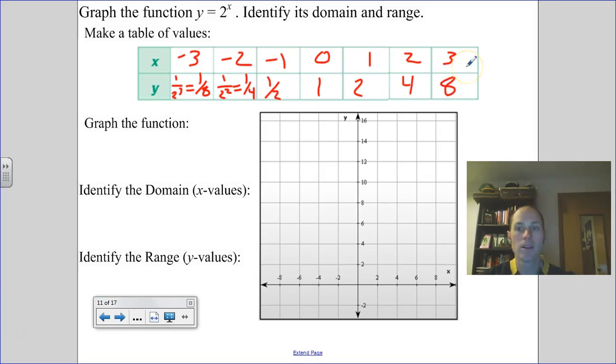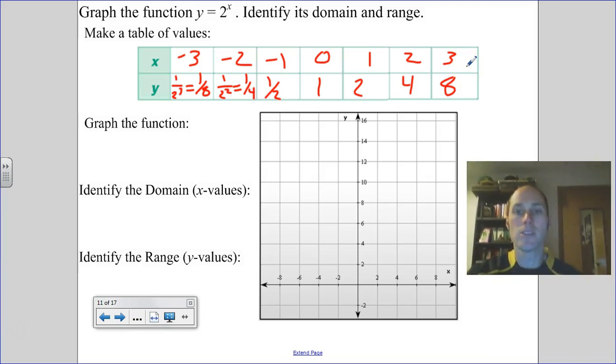So remember, anytime we're graphing a function, whether it's linear or exponential, one of the simplest ways you can do that, if you don't remember any of the shortcuts or patterns, is just create a table and graph those points. So now we have our ordered pairs, negative 3, 1/8. It's going to be hard to graph, so just get it close. Negative 2, 1/4. Negative 1, 1/2. 0, 1. 1, 2. These get a little bit easier to graph. 2, 4, and 3, 8.